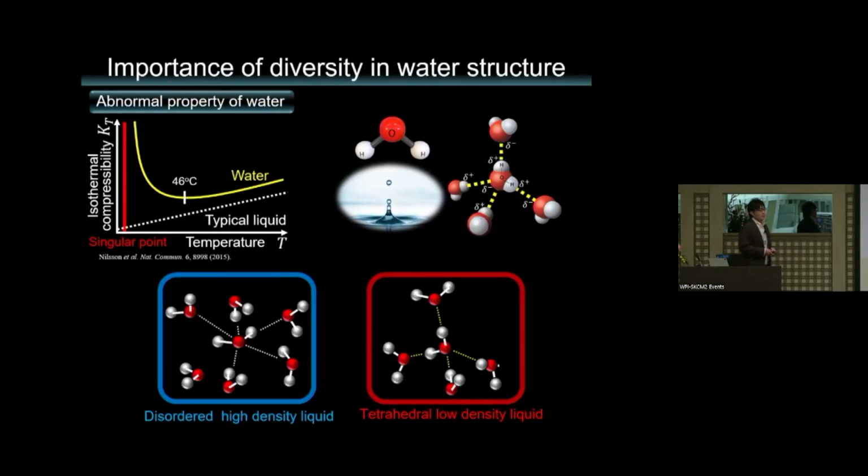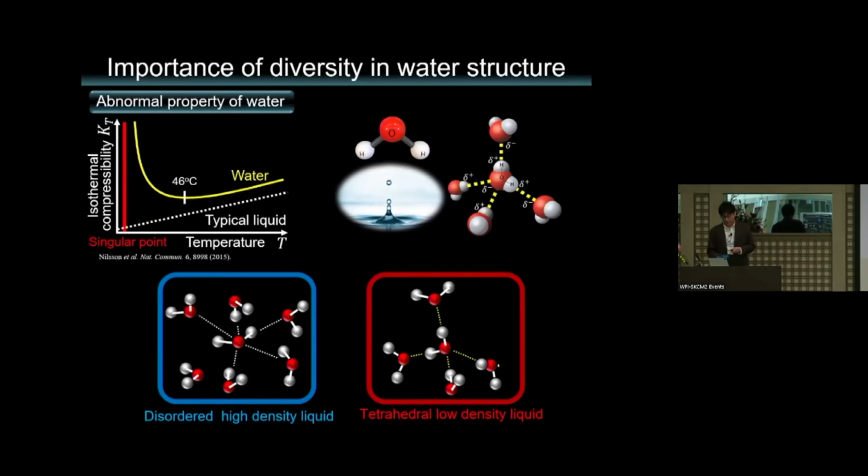Researchers believe that the variety of liquid structures of water is a key to understanding its unique properties. And water is believed to show two kinds of liquid structure. The left-handed one is a disordered high-density liquid caused by the isotropic van der Waals interaction. And the second one is a tetrahedral structured low-density liquid caused by the anisotropic hydrogen bonding network.